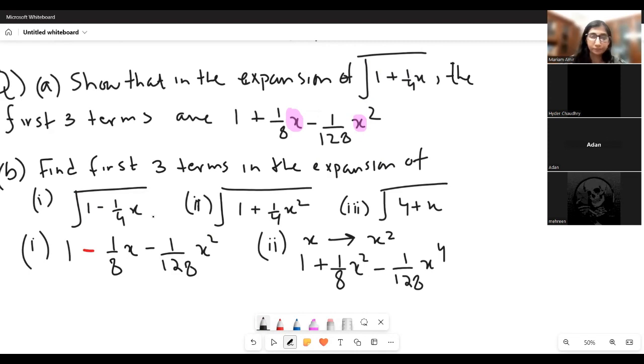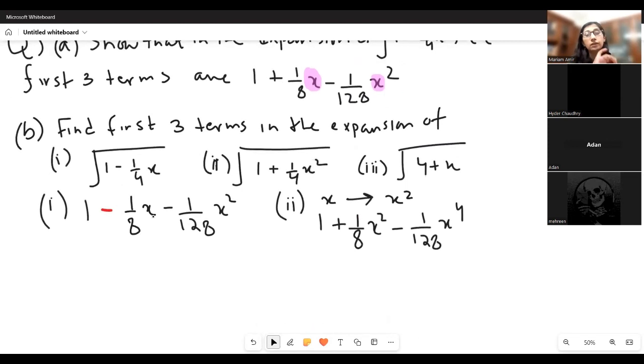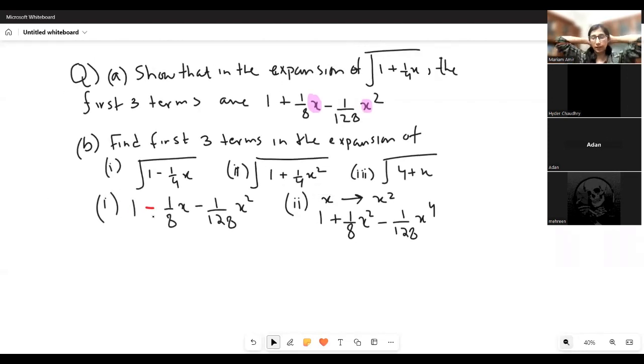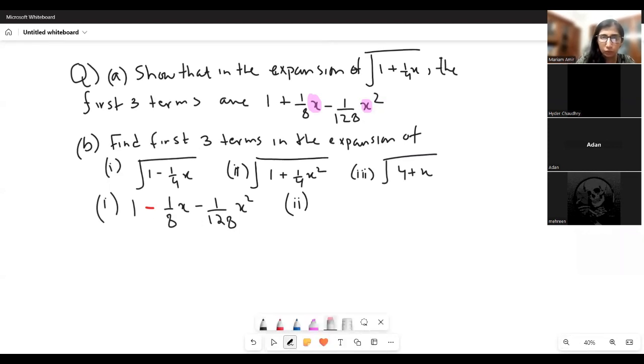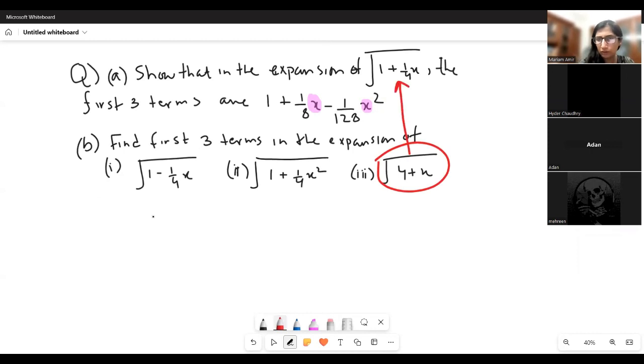Okay. Part 3. Part 3 is different. It's square root 4 plus x. Remember when we said that you can't apply binomial expansion if the first term is not 1. First, we need to fix that. Anyway, you need to change this into this form somehow. This needs to be changed into this form.